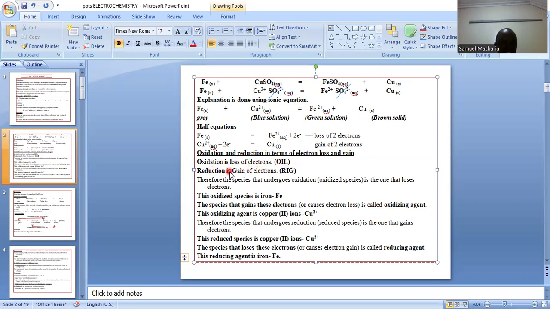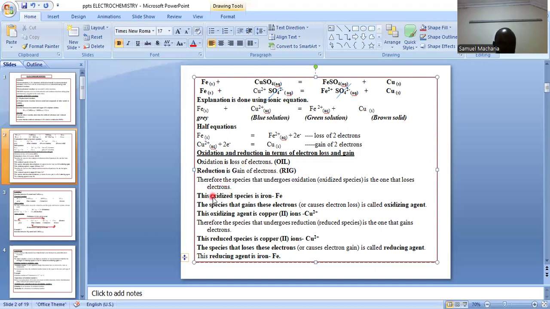Then reduction is gain of electrons, we use the word LEO... OIL RIG. So we can use OIL RIG to help us remember the definition of oxidation in terms of loss of electrons and reduction in terms of gain of electrons.